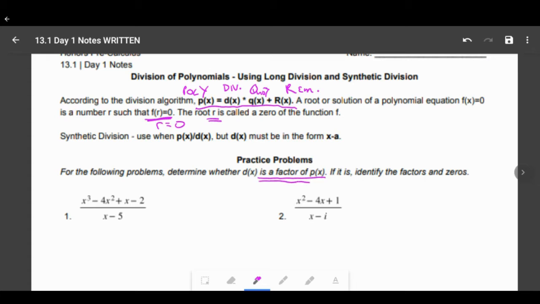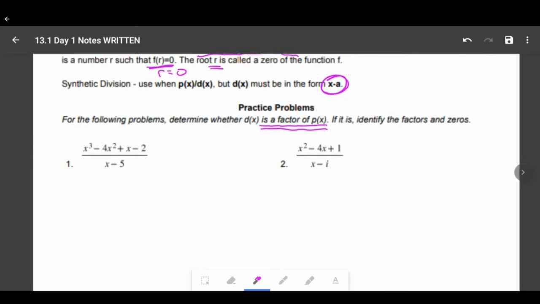factors of a polynomial. Now for synthetic division, as you can see, we can only use it when you have the format of x minus a. We'll talk about that in just a couple minutes. All right, so let's take a look at some examples that we got here. And we'll start with this first one right here.